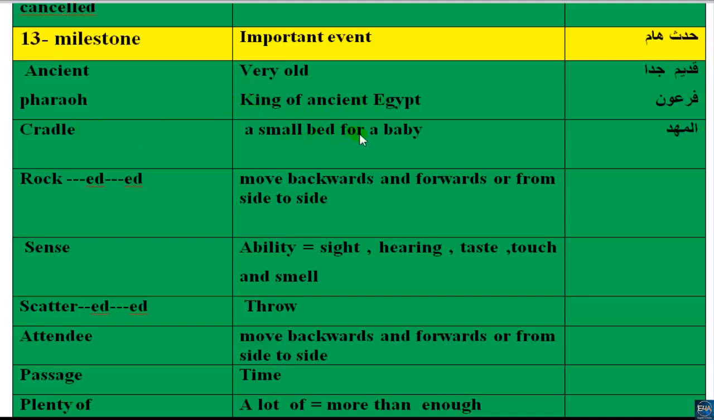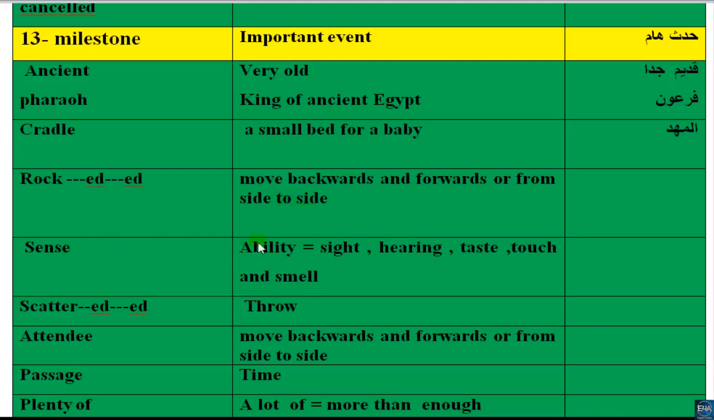Small bed for baby. Rock, rocked: move backwards and forwards or from side to side. Here this is a verb. But of course a rock as a noun means a stone, a big stone. In American, we make the O an ah sound. Rock: move from one side to another.